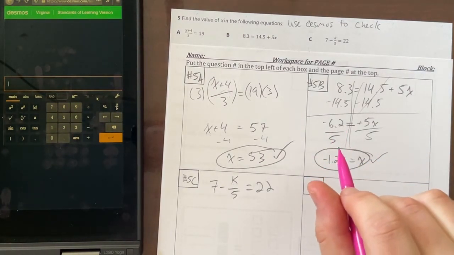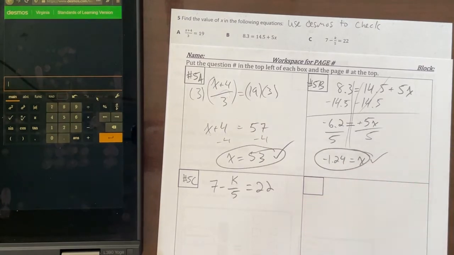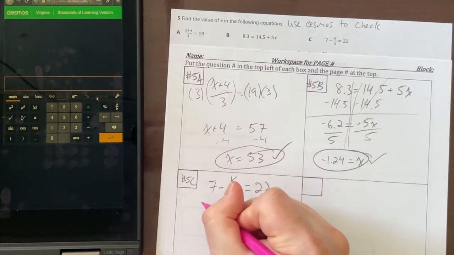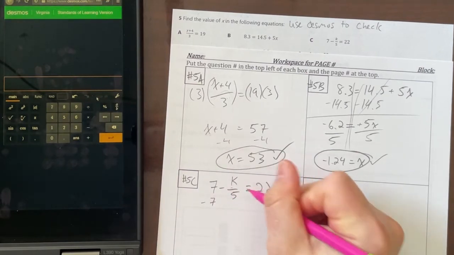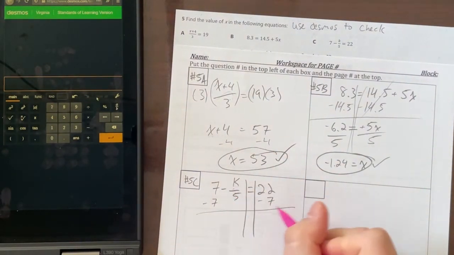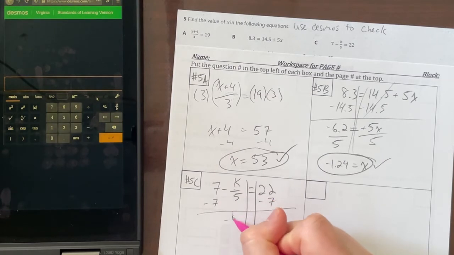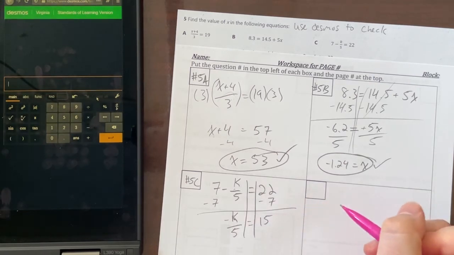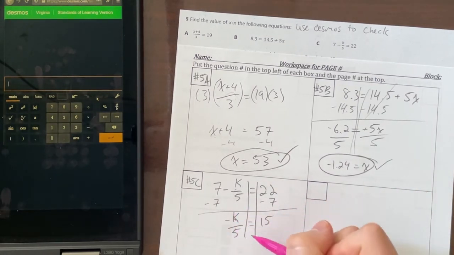You can think of it just like unwrapping a present. So you're trying to undo what has already been done. So I'm trying to get that k by itself, so I can subtract 7 from both sides. So I have negative k divided by 5 is equal to, let's have 15. Make sure you always divide by the coefficient.